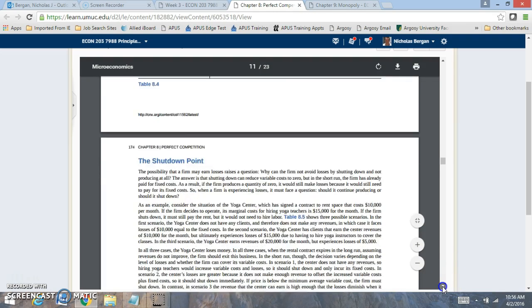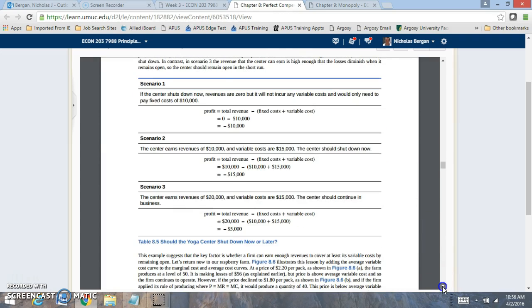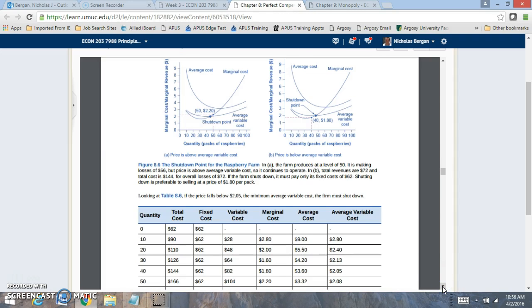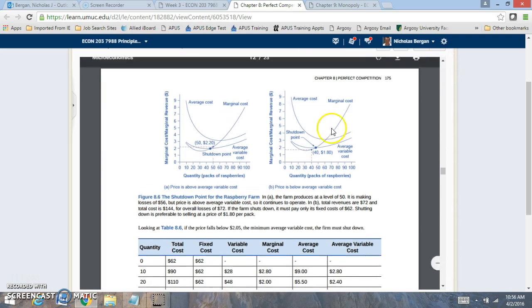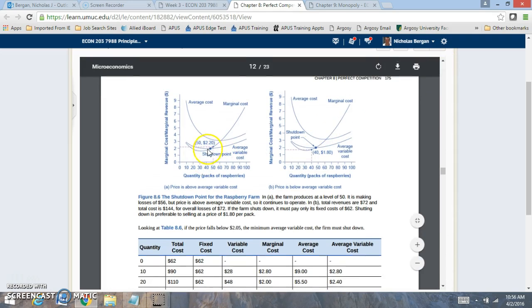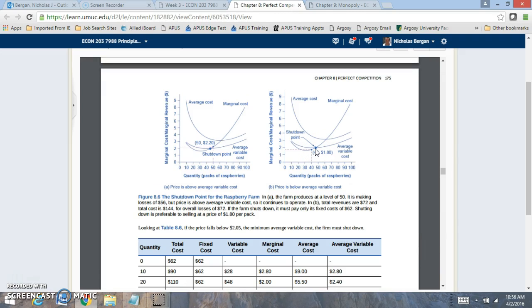So the next area is going to be looking at the shutdown point. And when you illustrate the shutdown point, it's going to be where marginal cost intersects average variable cost right here. That's going to be the shutdown point right here. And when we look at this shutdown point, that's where the additional cost of production equals the variable cost. And that's very important to evaluate. And that'll be a question that you might see on your assignment or quiz as well.